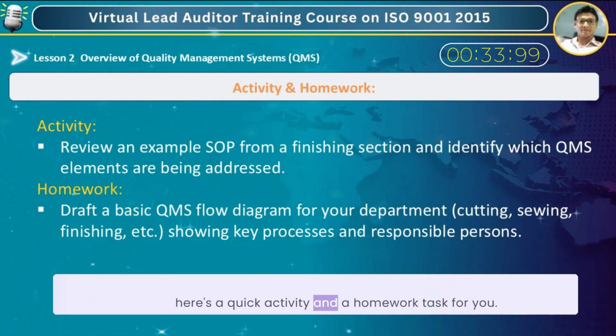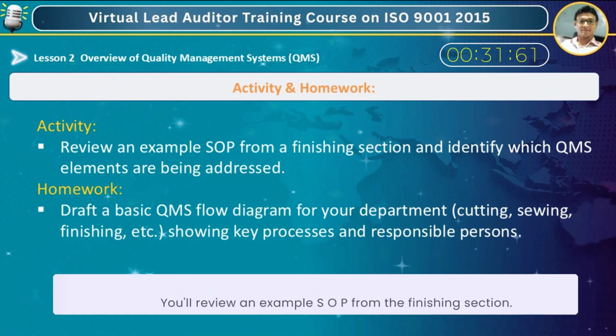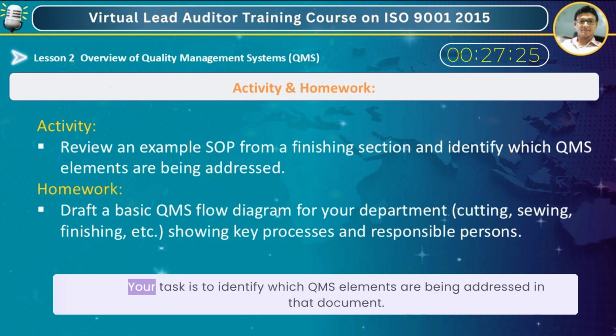Here's a quick activity and a homework task for you. You'll review an example SOP from the finishing section. Your task is to identify which QMS elements are being addressed in that document.